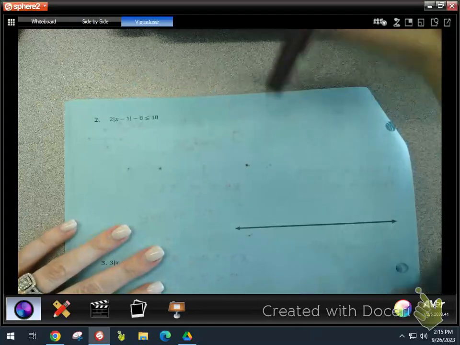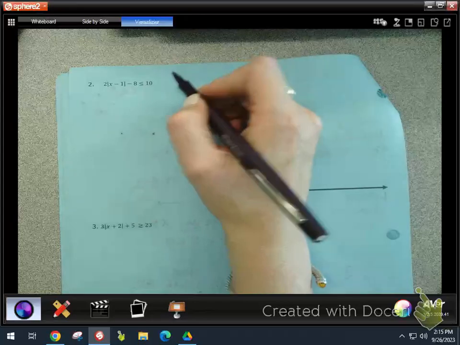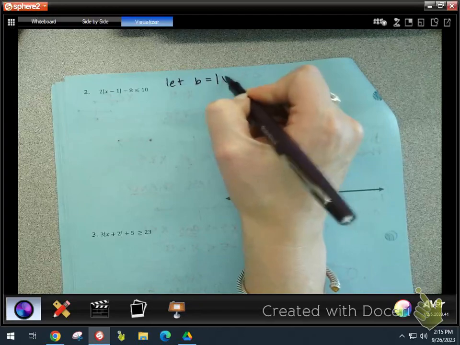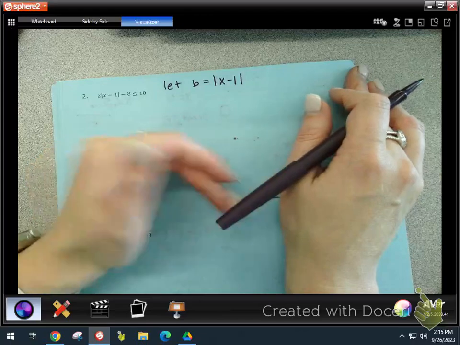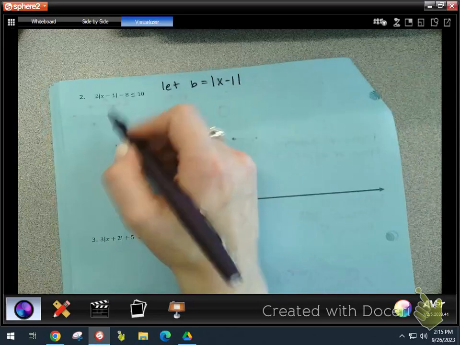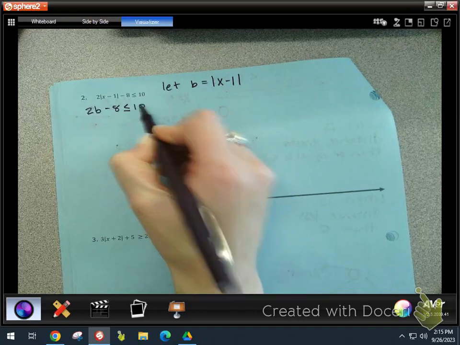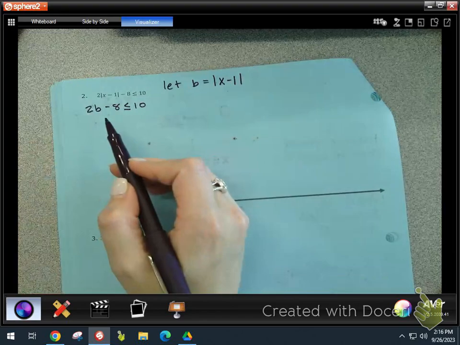Number 2. Do we have to isolate in this situation? Yes, we do, okay? Because the absolute value is not by itself. I'm going to keep doing my let B equal thing. If you don't like this, you can still isolate without that, but I do think it is helping, especially on like that question like number 4 on your CFU. So this is 2b minus 8 less than or equal to 10. I cannot do my greater less than thing until I get absolute value alone. So hold off on that. Absolute value is not isolated here. I'm not ready to look at that yet.